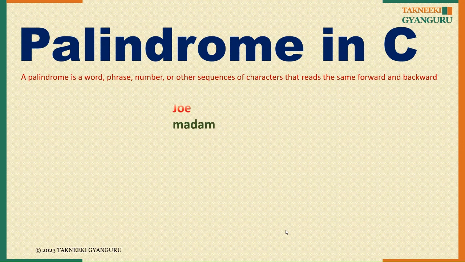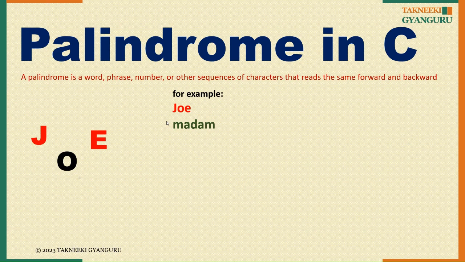So first of all, let's understand with an example. For example, Joe. Is Joe a palindrome or not? Or madam, is it a palindrome or not? Let's see. I'm writing Joe. Left to right, it is J O E. And if you see it right to left, it is E O J. So that is not matching. If you see, the last letter and the first letter are also not matching. That means this is not a palindrome word.